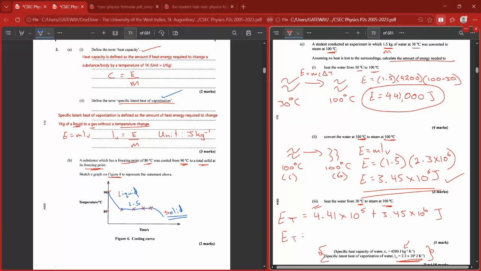So the total energy, when we add them up, 4.41 times 10 to the 5 plus 3.45 by 10 to the 6, I'm getting 3,891,000 joules, or 3.891 times 10 to the power of 6 joules. Right? So that's basically my answer there. Understand the solution here, right?